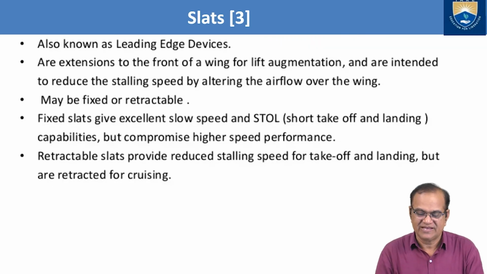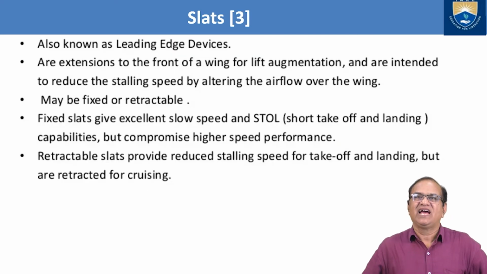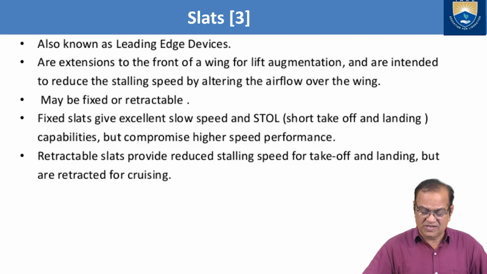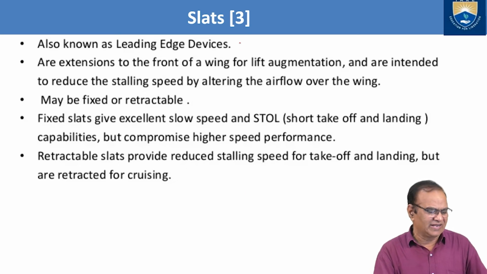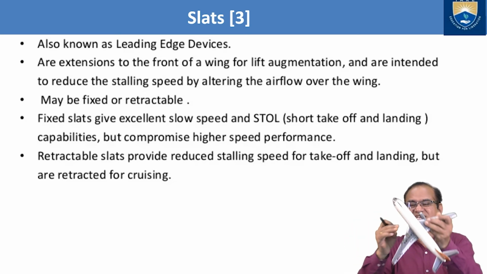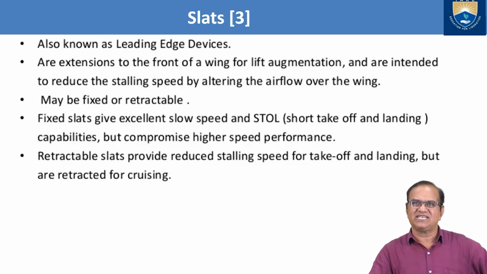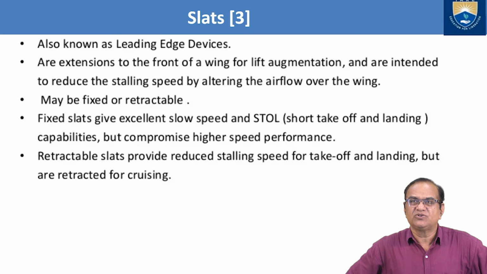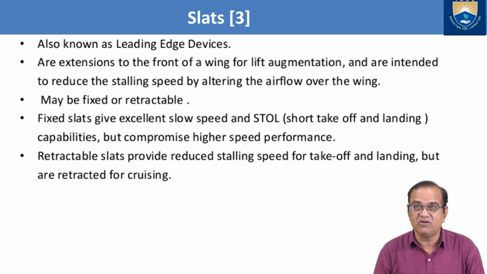Next, slats, also known as leading edge devices. Slats are like a flap but at the leading edge, not at the trailing edge. Flaps are at the trailing edge. So you can see here, flaps are here but the slats are here, and this is called the leading edge. They are an extension to the front of a wing for lift augmentation and are intended to reduce the stalling speed by altering the airflow over the wing, and may be fixed or retractable.